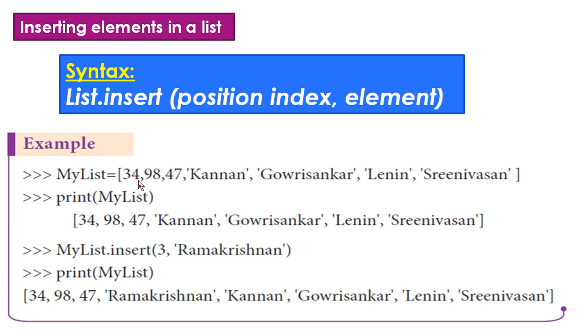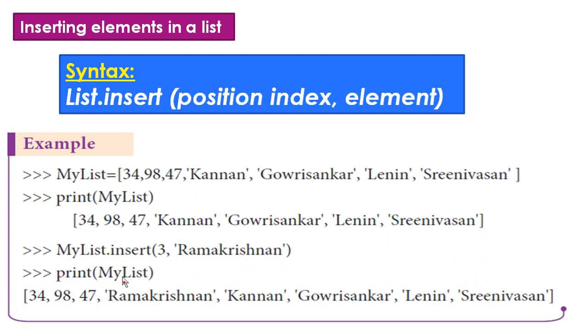My list contains the values 34, 98, 47, Kannan, Gauri Shankar, Lenin, Srinivasan. Print my list. The same list is printed here. Now we are inserting a fourth element. The fourth element represents index 3: here 0, 1, 2, 3. We insert by indicating the index value 3, comma, Ramakrishnan. That means we are going to insert the fourth element as Ramakrishnan.